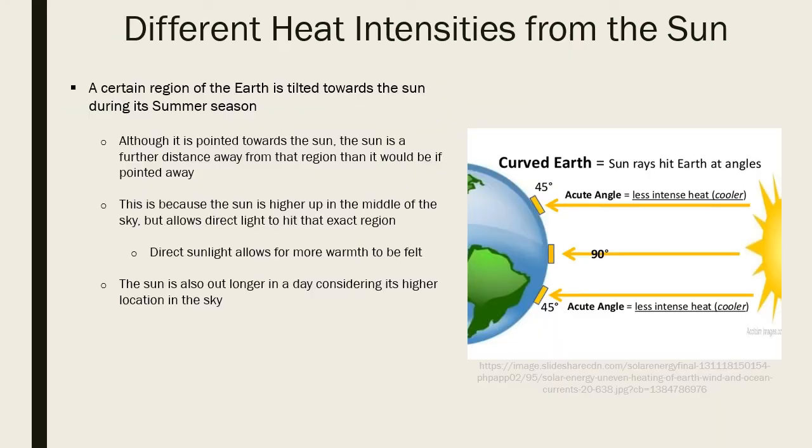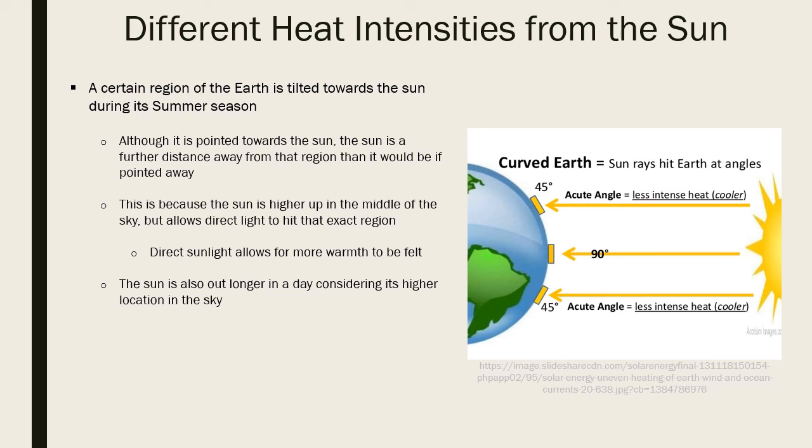Different heat intensities from the sun. A certain region of the Earth is tilted towards the sun during its summer season. Although it is pointed towards the sun, it is a further distance away from that region than it would be if the region was pointed away and in its winter season.